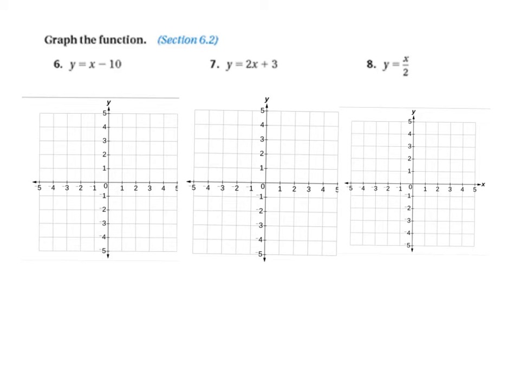6, 7, and 8, it's asking us to graph this. Now, my graph is not big enough. It only goes up to 5. So what I'm going to do is I'm going to just modify my graph a little bit. I'm going to have it go by 2s. So this would be 2, 4, 6, 8, 10. I'm going to do the same thing here. 2, 4, 6, 8, 10.